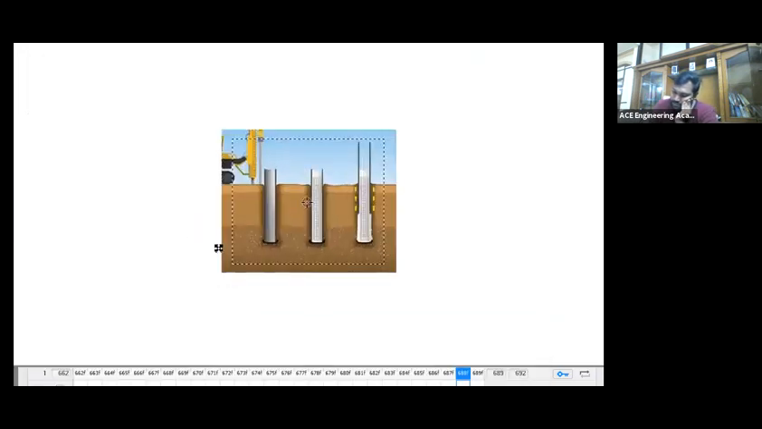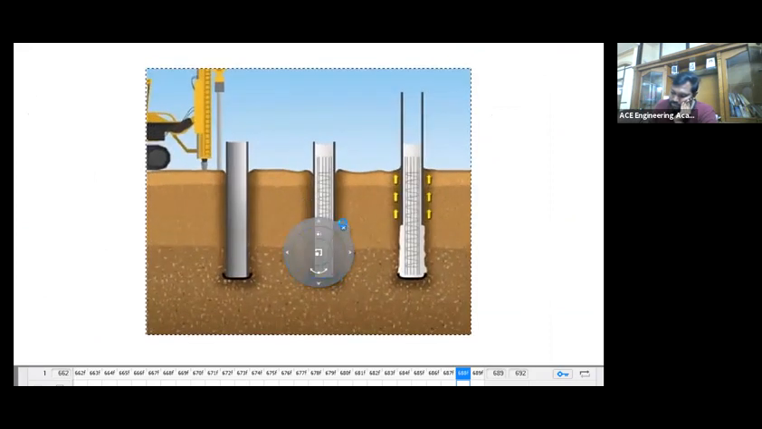Please observe here. I am going to dig a borehole by using borings, or let's say auger boring. Then I am going to provide the steel. Then I am going to fill the concrete. Okay. So this is concrete and this is nothing but steel.